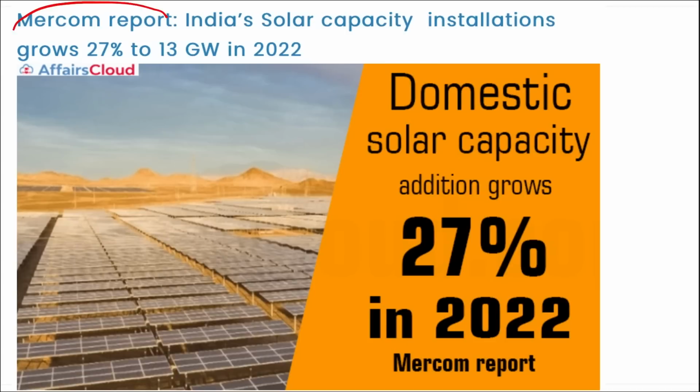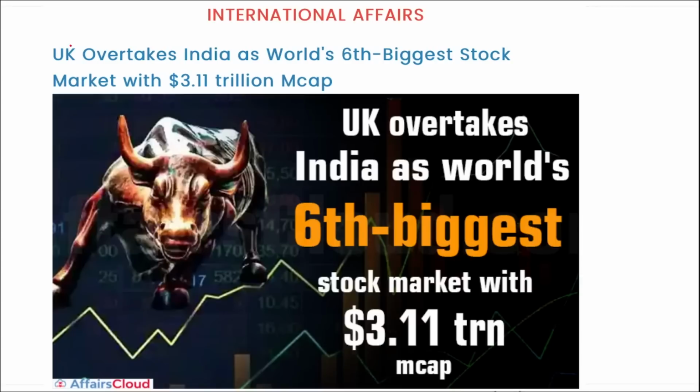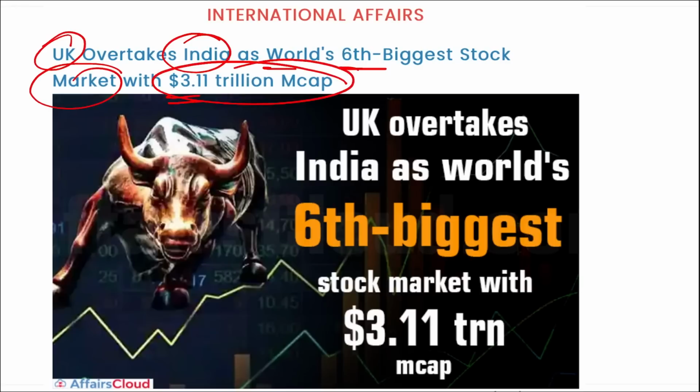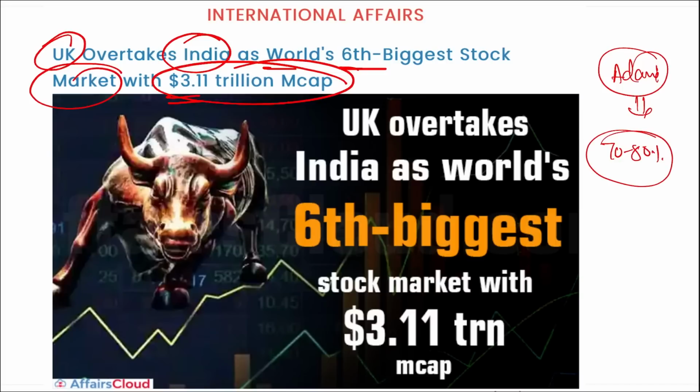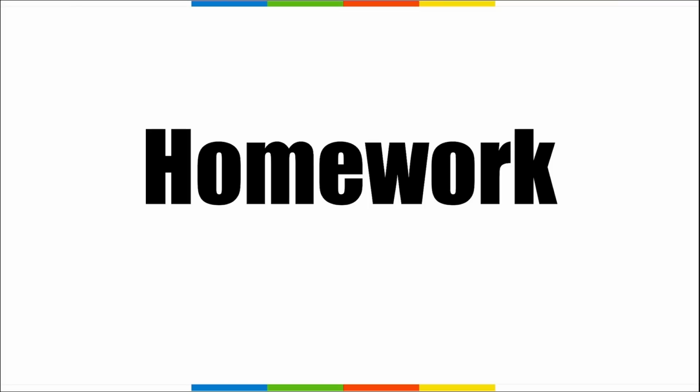Next, Mercom reported that India's solar capacity installation has grown by 27% to 13 gigawatt in 2022, earlier around 10 gigawatt in 2021. Next, UK has overtaken India to become the world's sixth biggest stock market with a $3.11 trillion market cap. And this comes after the Adani Group stocks have fallen to the lowest, and almost 70 to 80% of all the stocks have fallen from the highest point they have achieved. So these were your revision, friends.